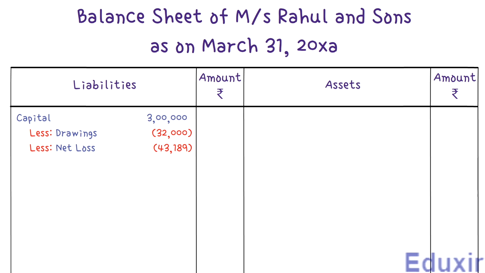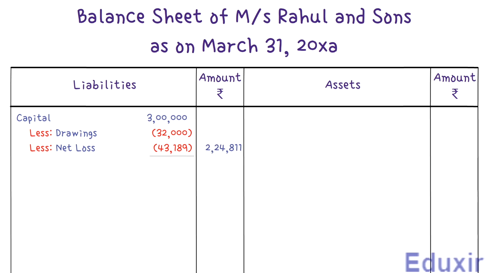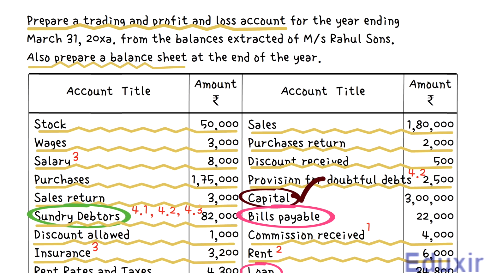Now from the capital, which is 3 lakh rupees, if we subtract the drawings worth 32,000 rupees and also the net loss worth 43,189 rupees, we get 2,24,811 rupees. This is the capital at the end of the accounting period. Let's now take up the next balance.